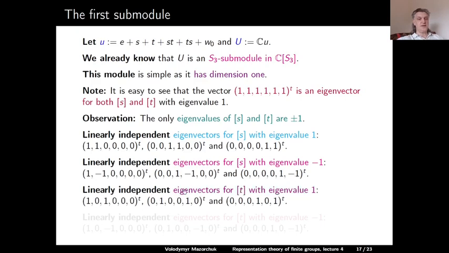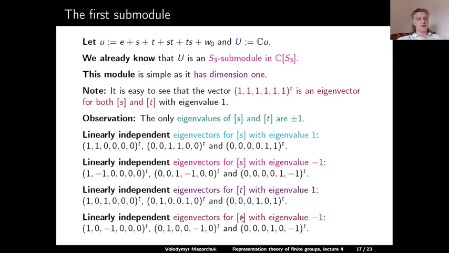Similarly, linearly independent eigenvectors for T with eigenvalue 1 are 1, 0, 1, 0, 0, 0; 0, 1, 0, 0, 1, 0; and 0, 0, 0, 1, 0, 1. And for linearly independent eigenvectors for T with eigenvalue minus 1, we just put a minus sign into the second one in the 3 previous vectors.